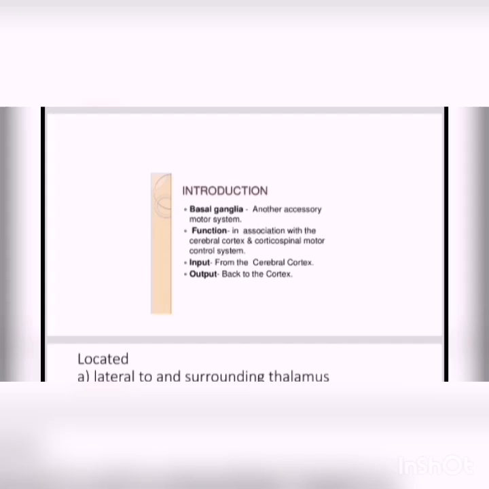You can see the caudate nucleus has 3 parts: head, body, and tail, and it surrounds the thalamus. And the globus pallidus is inside. The globus pallidus has 2 divisions, internal and external. So it is located inside, right? Now another thing is the inferior region of both cerebral hemispheres. So it is located inside the cerebral hemisphere.